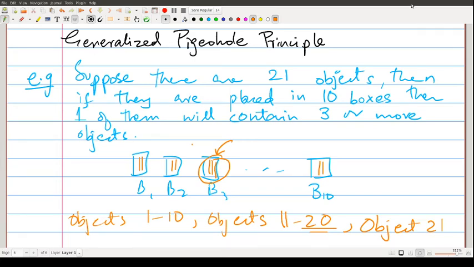One of them will contain 12 objects. No, that's not necessary. You can make them contain 12 objects, but it's not necessary that they contain 12 objects.